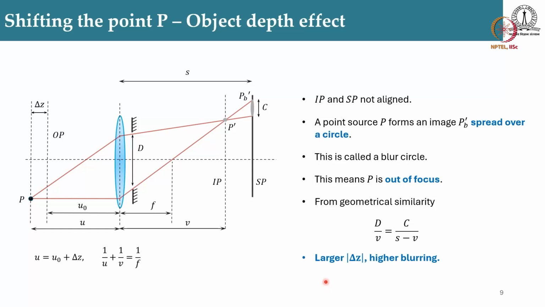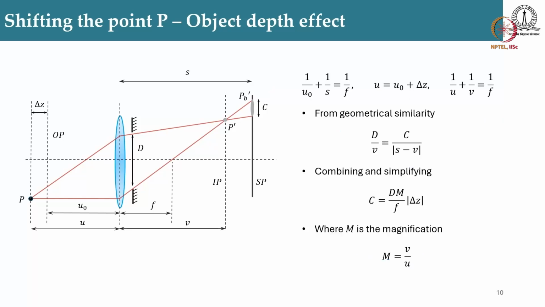And from intuition we already know that increasing this delta z, or moving away in the depth direction from this object plane, leads to more blurring, and by more blurring we mean a higher value of C. So now we will try to deduce a relationship between this delta z and this blur circle diameter C.